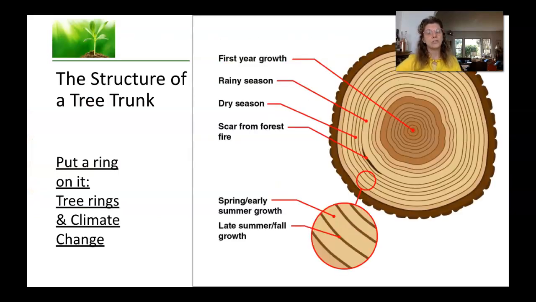You can actually look at the structure of a tree trunk and know a lot about what that tree has experienced. This is a very interesting link that looks at how we use trees to understand how the climate's been changing. As you can see, if we have a rainy season, we're going to have a very long white line here. If there's some sort of forest fire or some event, there's going to be a gash in there. Dry seasons are going to be very small. And then we're going to have late summer, fall growth with these dark lines, and spring, early summer growth, which is the wide area here.